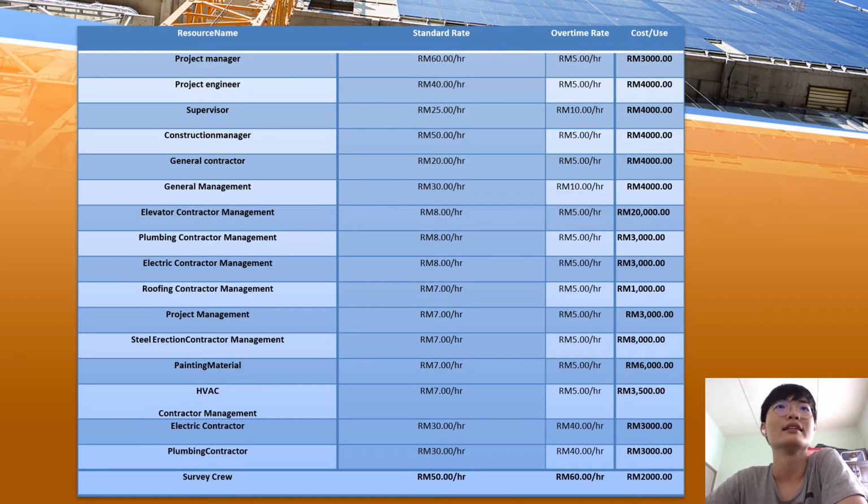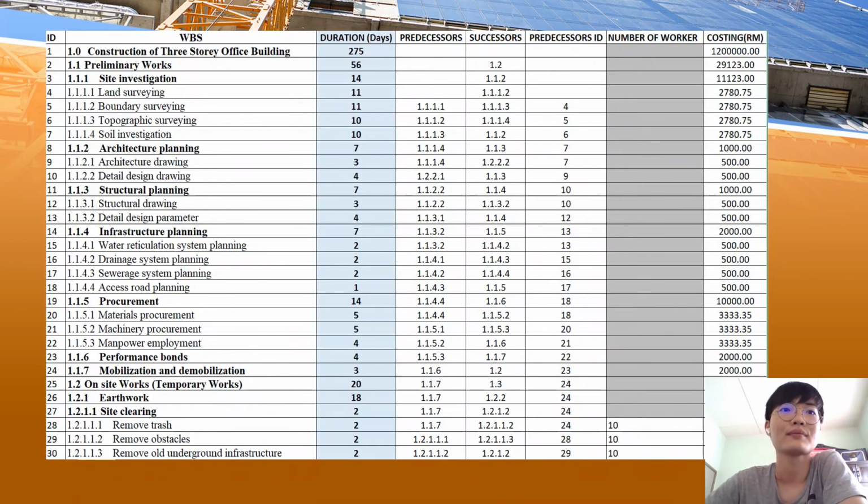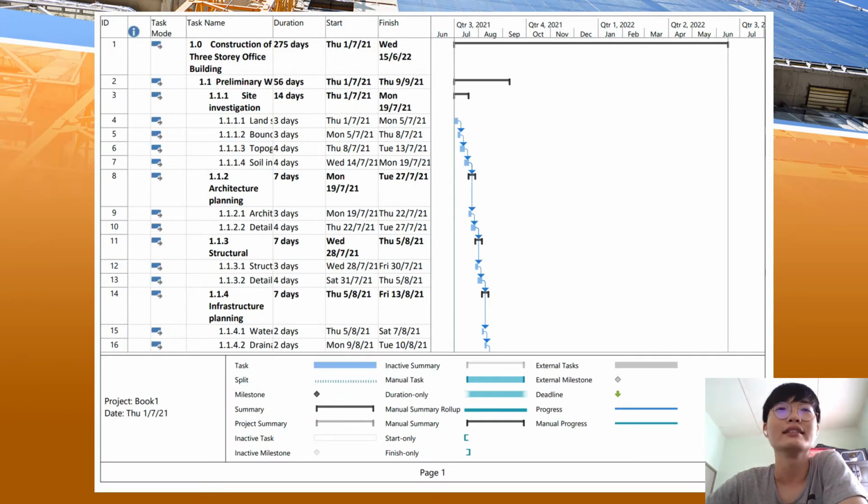And this is the table for our resource cost. As you can see, it has the respective standard rate, overtime rate, and also cost per use. Different positions have different rates and costs that we need to pay for the project. This is the WBS table with the costing for every activity and the number of workers required. And this is the Microsoft Project Gantt chart.